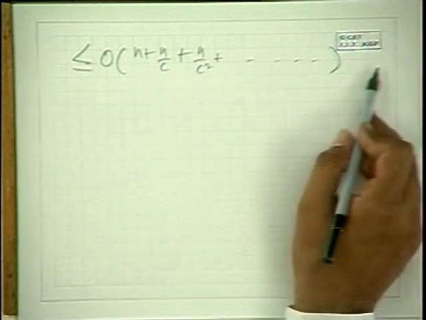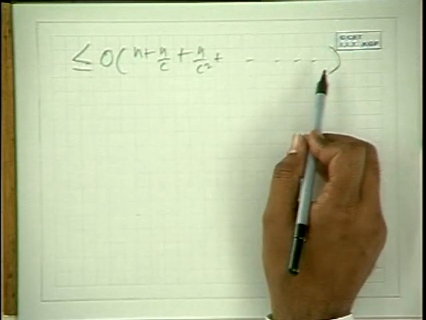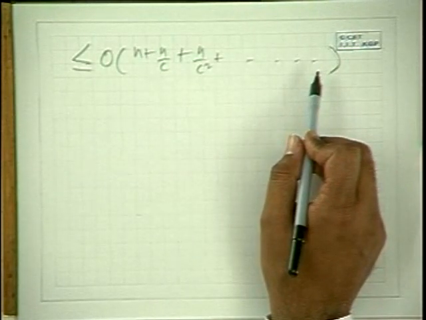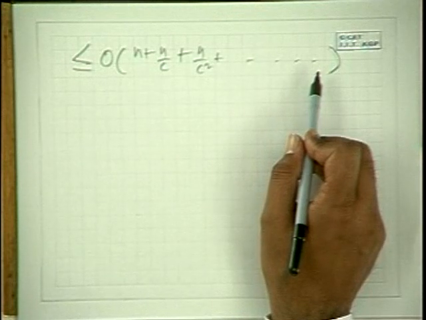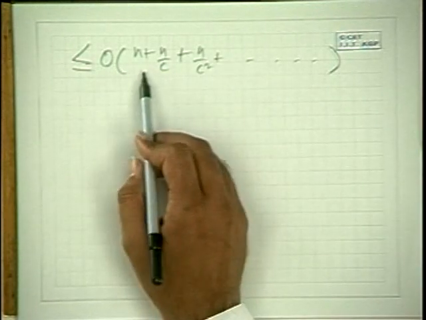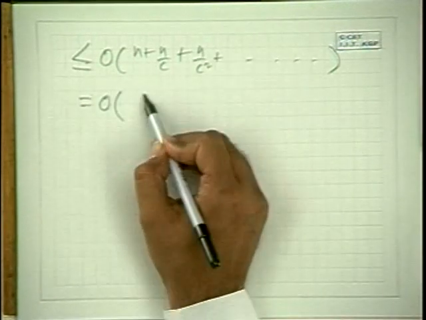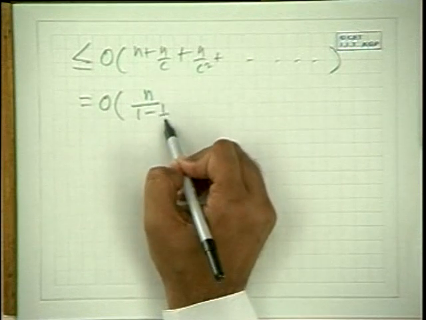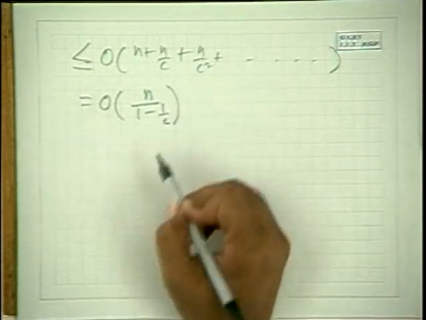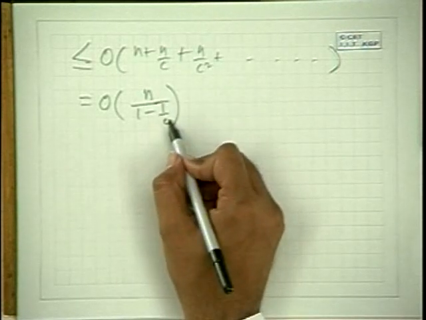But this is what? This is a geometric series with 1 over C. Each time you are dividing it by C. Do you remember this infinite series sum? So this will be what? Order of n over 1 minus 1 over C. Remember this? Okay. Now I told you C is greater than 1.